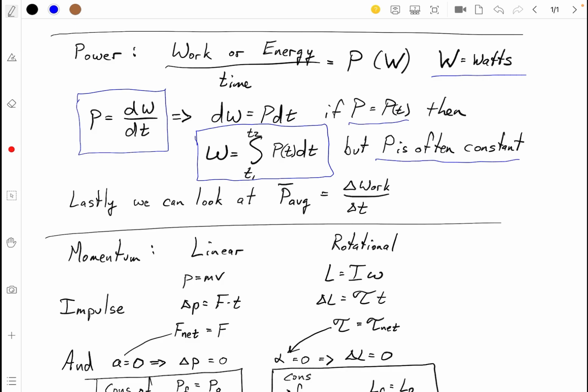So the last thing here I have for power in this situation, we haven't looked at other ways of looking at power, which we will in a minute. But delta work over delta T is your average power. So if you start out at work final minus work initial over a certain amount of time, that's your average power.